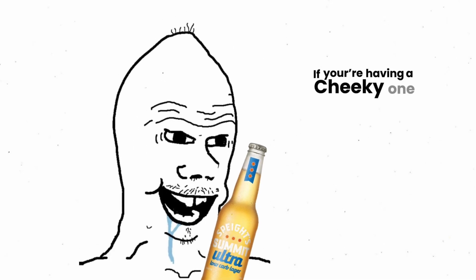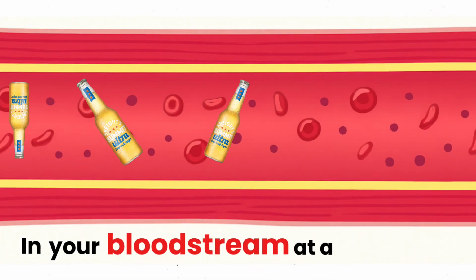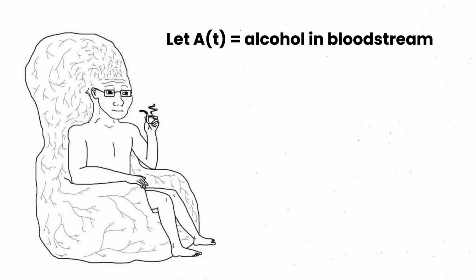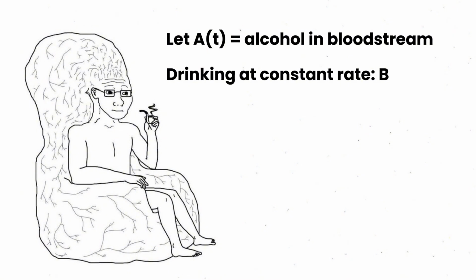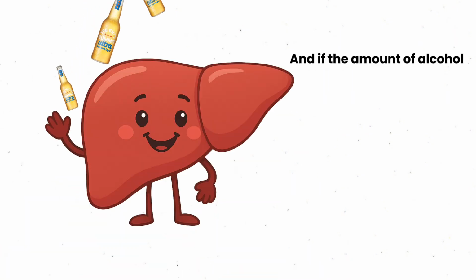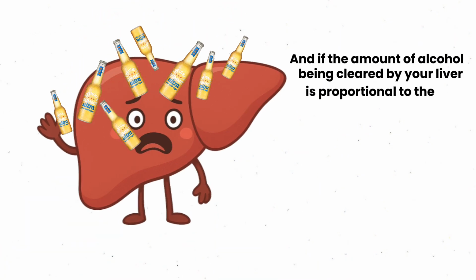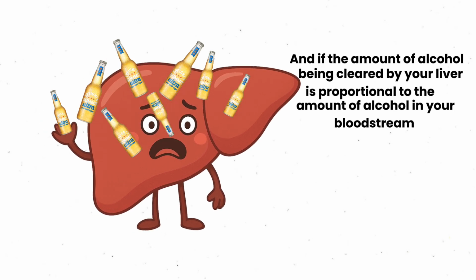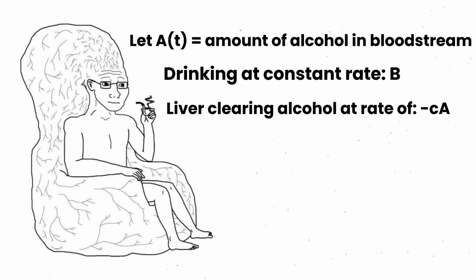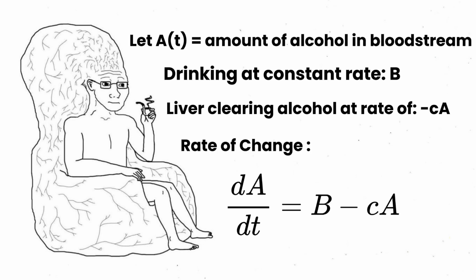If you're having a cheeky one on a Monday, as per usual, and smashing your beverages back, how can we model the amount of alcohol in your bloodstream at a given time? Well, if we let A equal alcohol in bloodstream as a function of time, and say you're drinking at a constant rate B, and if the amount of alcohol being cleared by your liver is proportional to the amount of alcohol in your bloodstream, then putting these ideas together, we can get the rate of change of alcohol in your bloodstream over time.